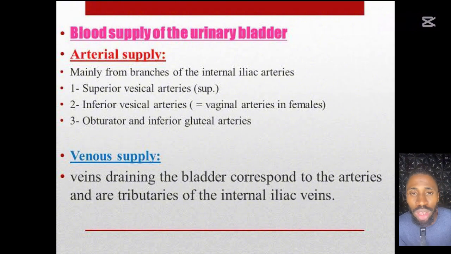For females, you have the uterine artery and the vaginal artery. For both male and female, you also have another accessory artery called the obturator artery. So the obturator artery also assists in supplying it too.